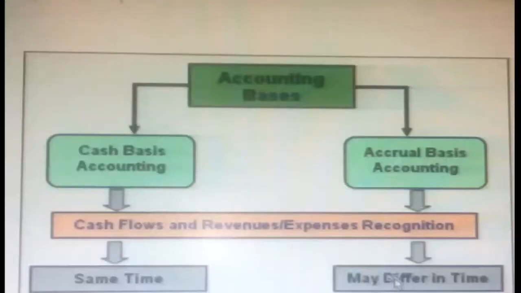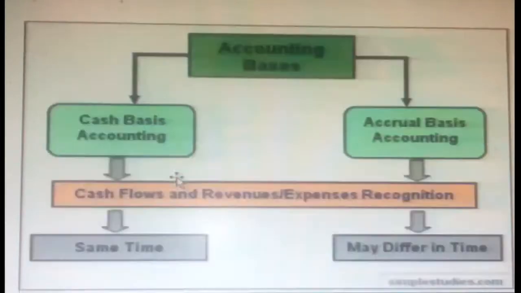Then the next discussion is very, very important: accounting basis. So what is the meaning of accounting basis? It is the basis of how we are accounting. One is cash basis accounting, the other is accrual basis accounting. Both deal with cash flows and the recognition of revenues and expenses. But in cash basis accounting, whenever you receive cash, only then do you enter it into the account. But here it may be at a different time. So in cash basis, you don't recognize your income until you have the cash in your hand.